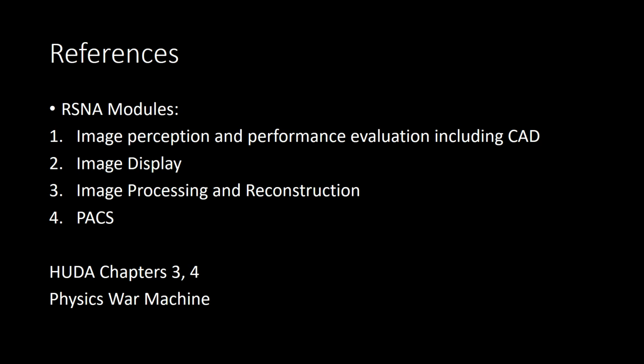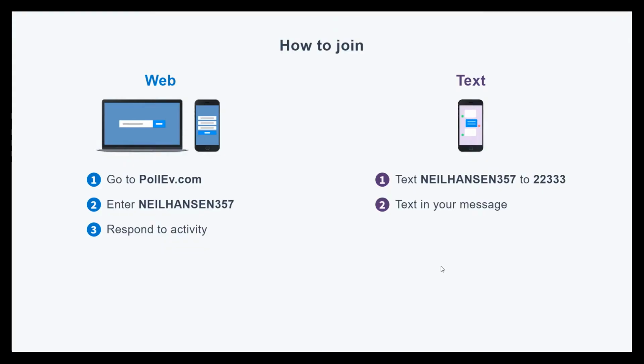They have to do with a bunch of miscellaneous topics, such as image perception and performance, computer-aided detection, image display, processing and reconstruction, PACS systems, computer health information systems. Similar information is available in Physics War Machine, who did chapters 3 and 4, and other references out there, and some of this will show up on things like the ABR non-interpretive skills section. It's really kind of a hodgepodge of topics put together.